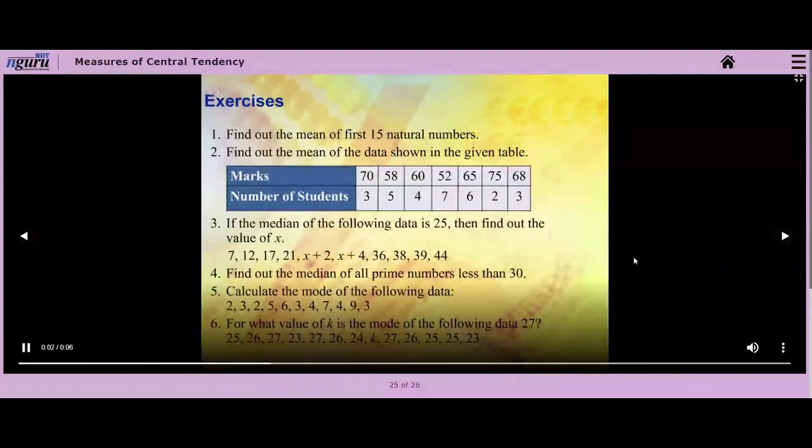Now, try these questions and check. Homework. Will you do? Yes, ma'am. Six questions are there. I'll send it on WhatsApp also.